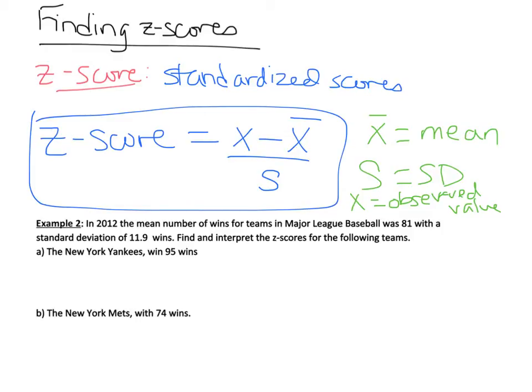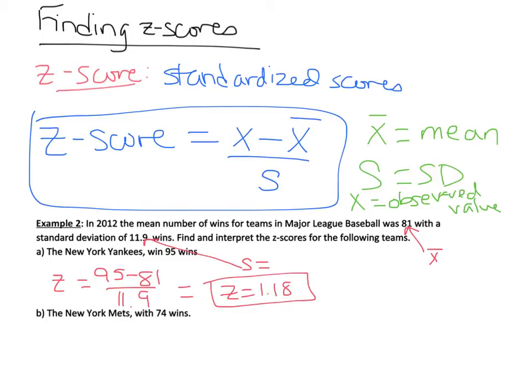So we're going to start by comparing the Yankees and the Mets. And in 2011, the mean number was 81, so that's our x bar. The standard deviation was 11.9, so that's our s. We are going to find our z-scores using that formula. So for the first one, our observed value for the Yankees was 95 wins. So we're going to write this as z equals 95 minus 81 over 11.9. And when you work that out, you should end up getting that z equals 1.18.